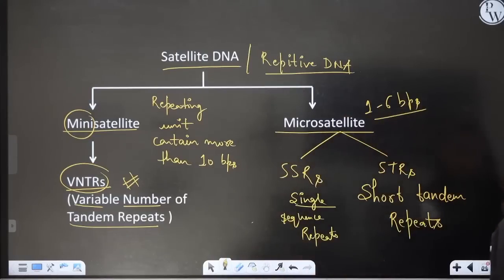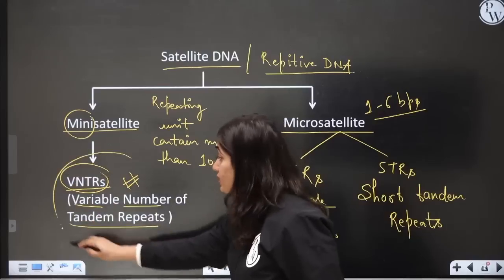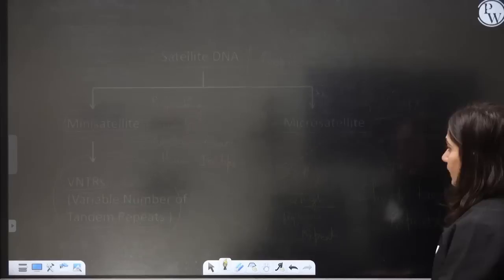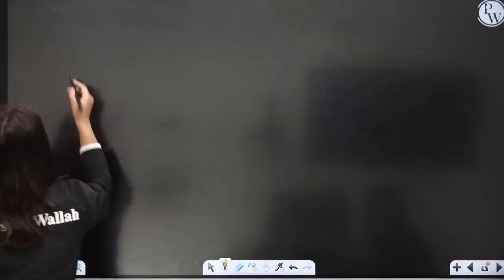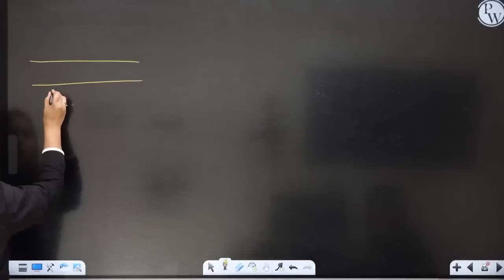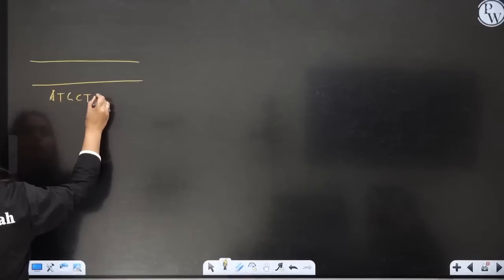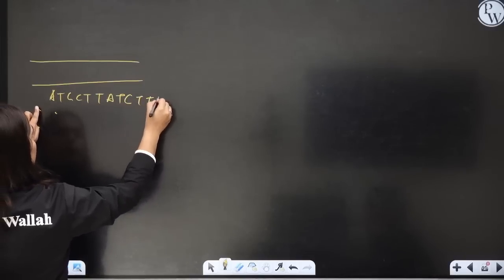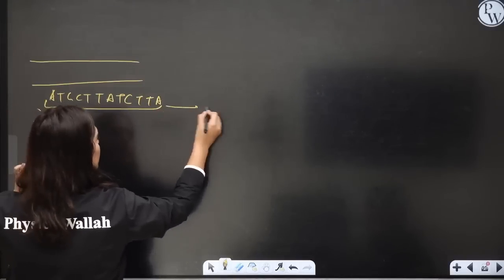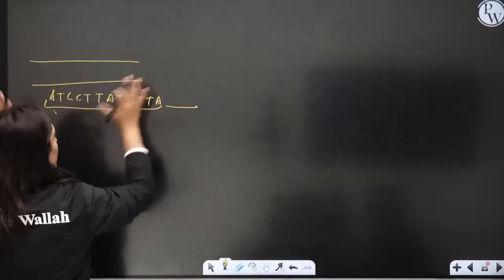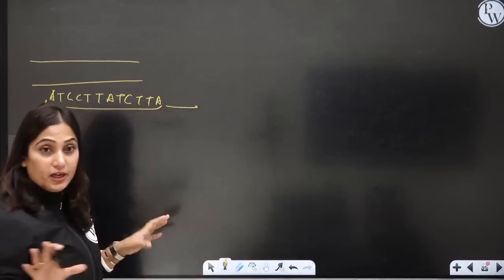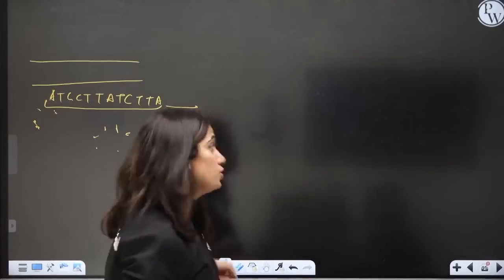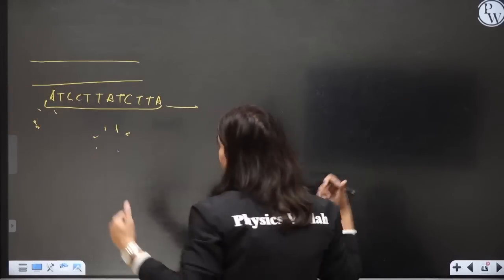What does it mean? This forms the basis of DNA fingerprinting. What is that? Let's understand this. Suppose there is a sequence A, T, G, C, T, T, A, T. This sequence, C, T, T, A, suppose this sequence repeats itself many a times on a part of DNA. So this part of DNA will be repetitive DNA, right? Suppose this particular sequence is repeating itself for 4 times. So this part would be the repetitive DNA.